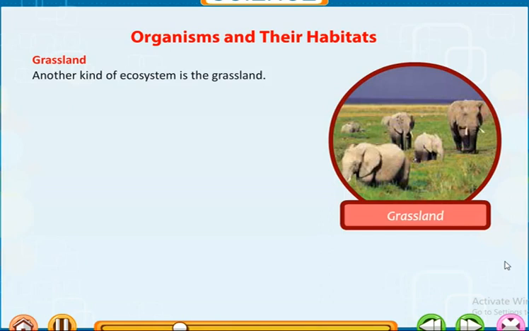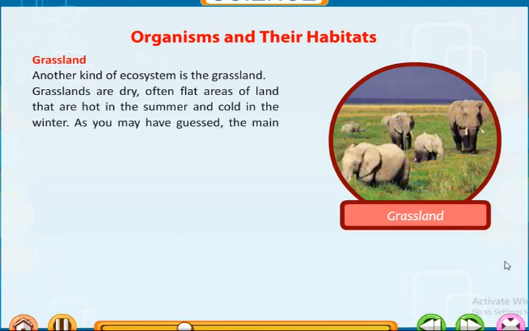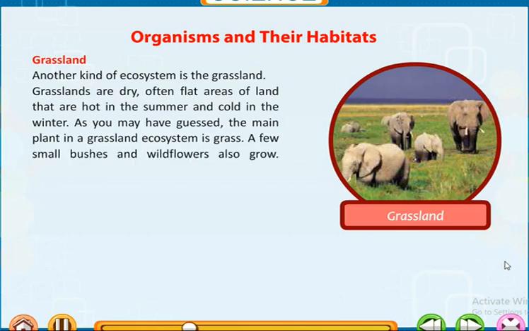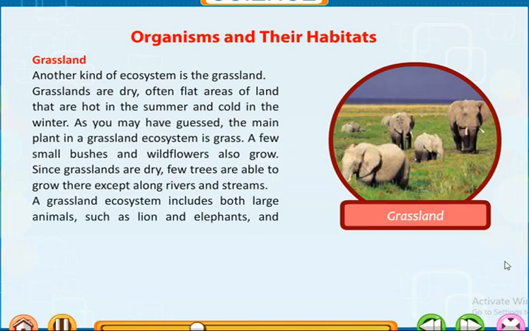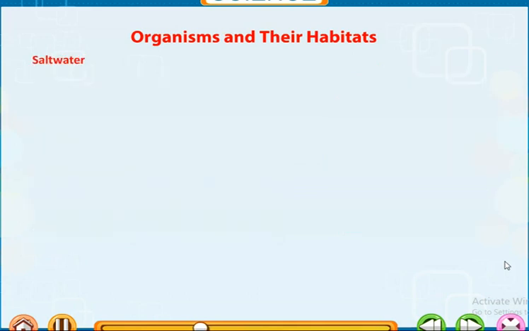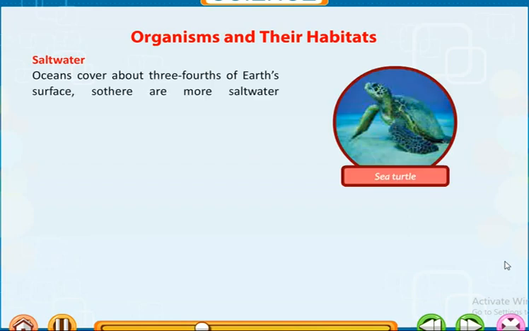Grassland. Another kind of ecosystem is the grassland. Grasslands are dry, often flat areas of land, hot in the summer and cold in the winter. As you may have guessed, the main plant in a grassland ecosystem is grass. A few small bushes and wild flowers also grow here. Since grasslands are dry, few trees are able to grow there except along rivers and streams. A grassland ecosystem includes both large animals such as lions and elephants and small animals such as mice, rabbits and snakes.